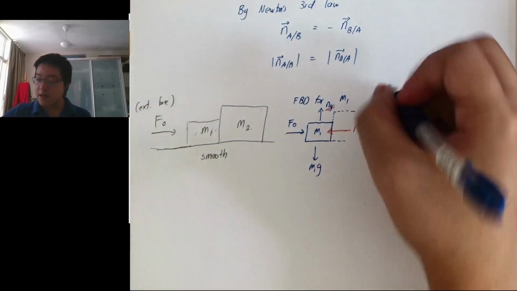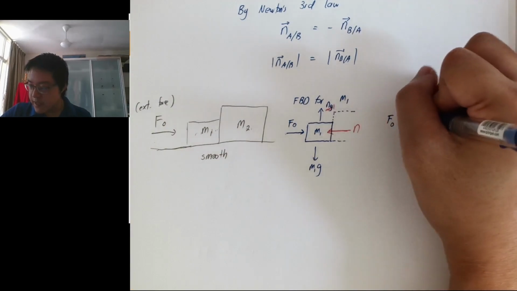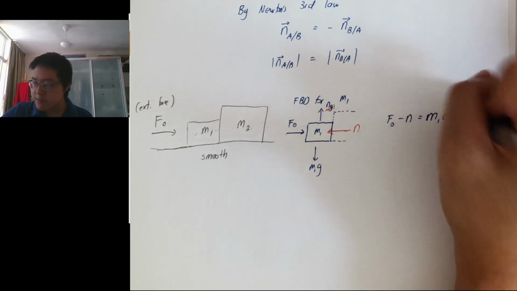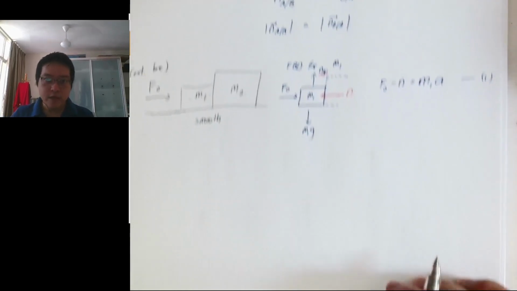So if I just look at the horizontal forces, taking right as positive, then F1 minus N, by Newton's third law, is the net force. So the net force will give you the mass times the acceleration. So this is equation 1, right?